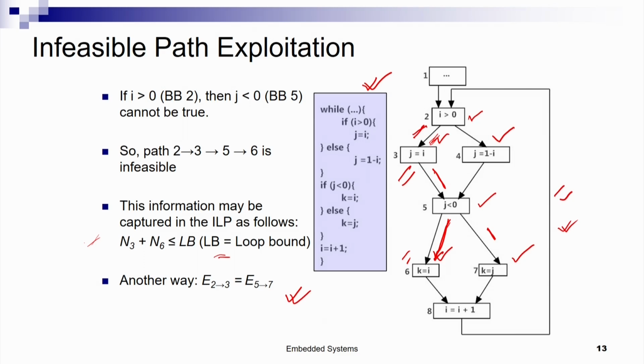So, therefore, j becomes greater than 0. So, whenever edge 2 3 is taken, edge 5 7 will always be taken. So, E 2 3, or the number of times edge 2 3 is taken, is equal to the number of times edge 5 7 is taken. So, this is how we can take infeasible paths into consideration and make tighter constraints.